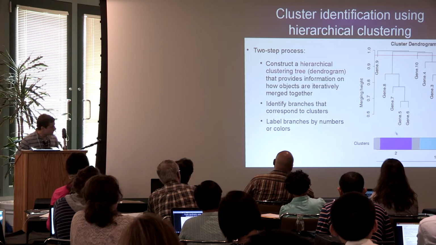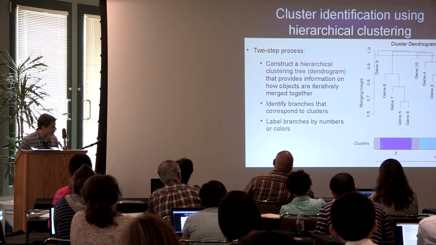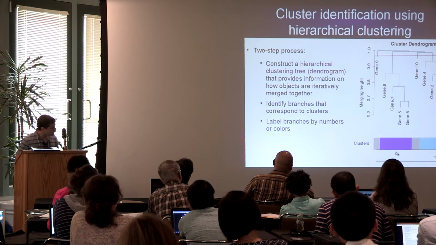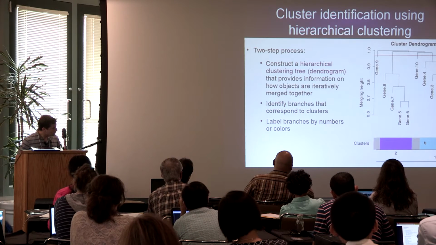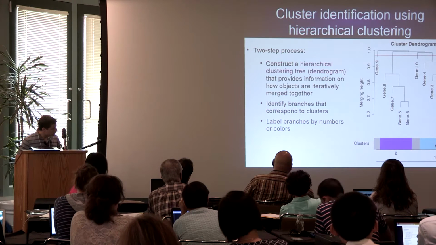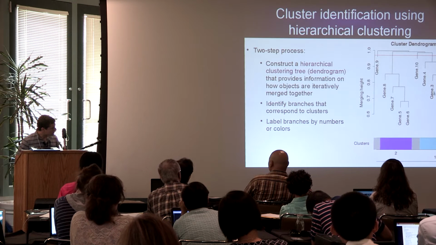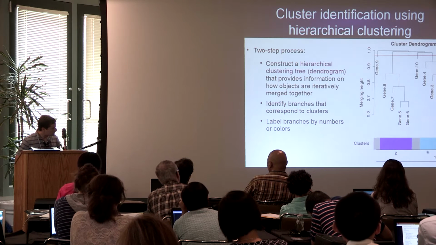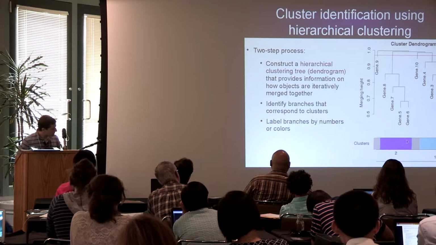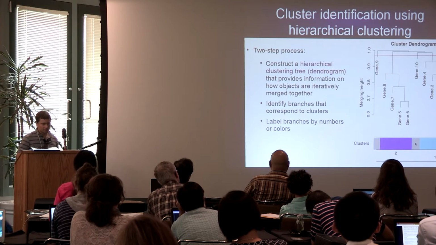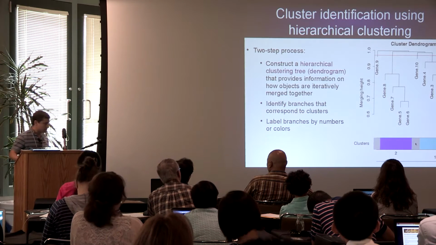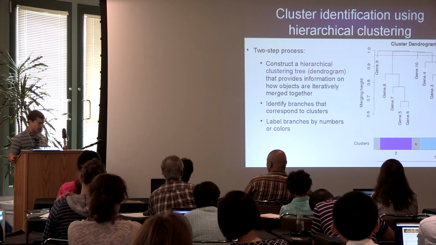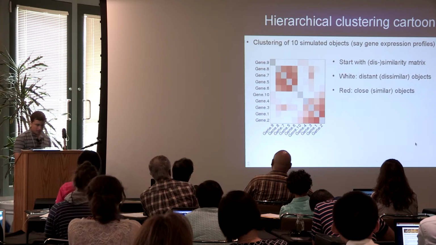Okay, and we label branches by either numbers or colors. So this branch has color blue and number 2. More precisely, the objects on the branch. And this branch here has color turquoise and number 1. So these genes are number 1. And the gray ones, they're unassigned, and we usually leave the color of unassigned objects gray and the label number 0.